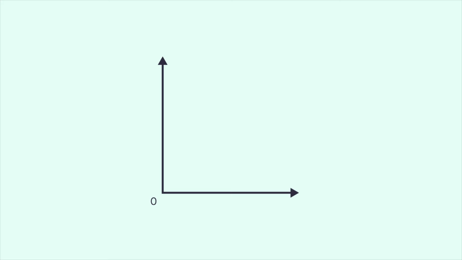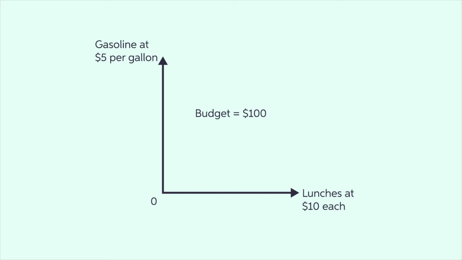Elise drives a gasoline-powered car and enjoys eating lunch with friends at her favorite restaurants. Each month, Elise faces a trade-off between buying gasoline on the vertical axis and lunches on the horizontal axis. Elise budgets $100 per month, and gasoline costs $5 per gallon. She can buy up to 20 gallons of gas if she doesn't buy any lunches. Since lunches are $10 each, she can buy up to 10 lunches if she doesn't buy any gas.